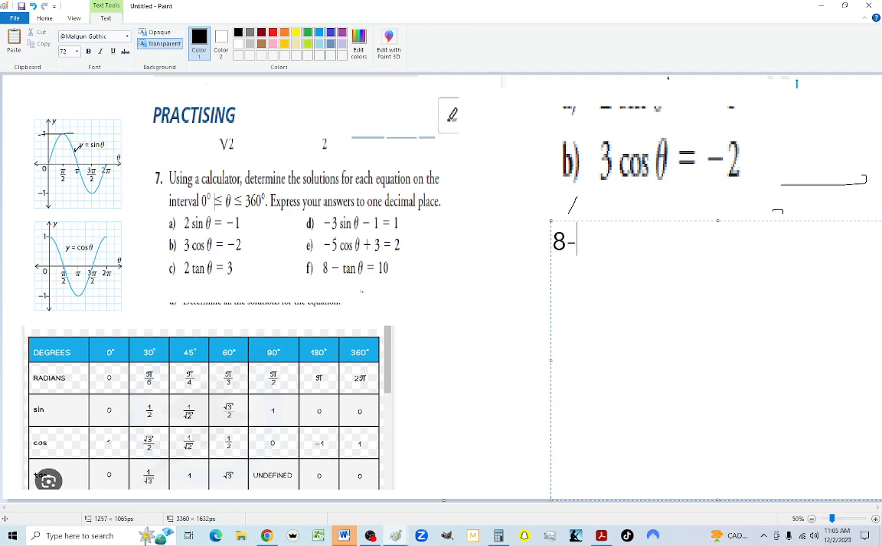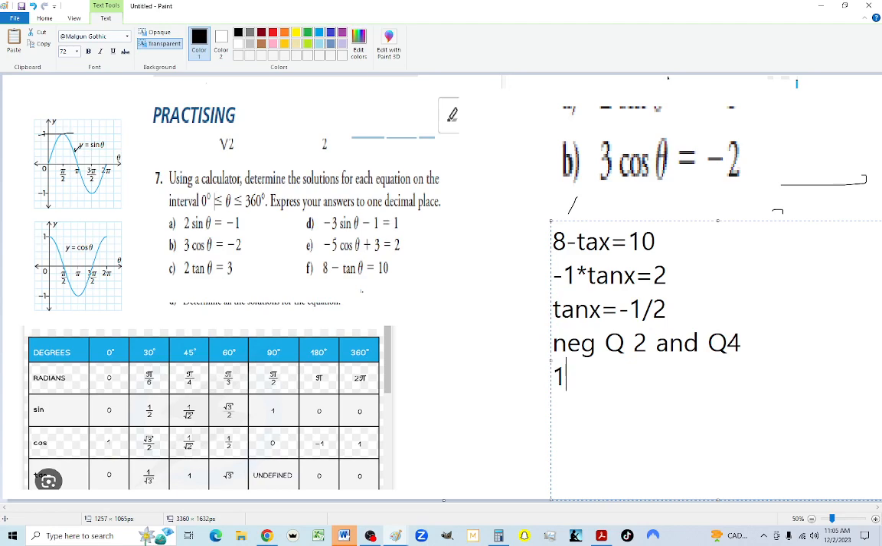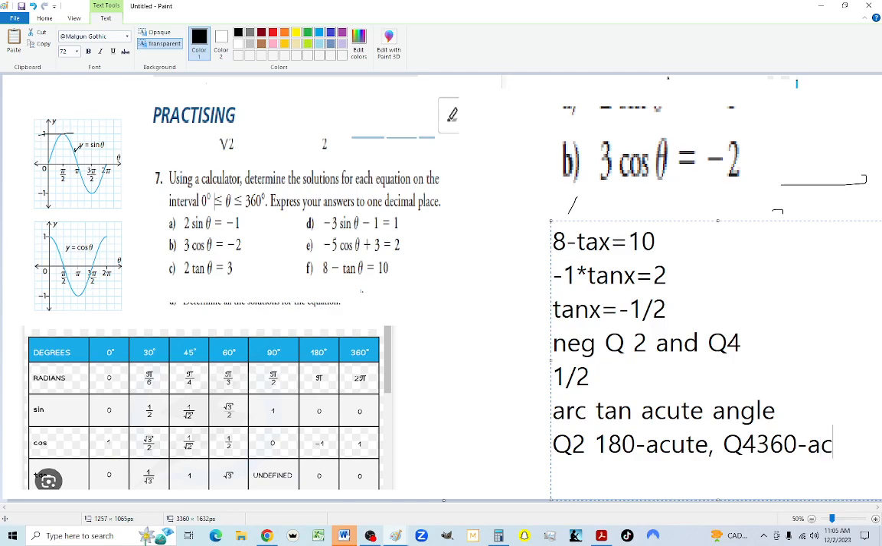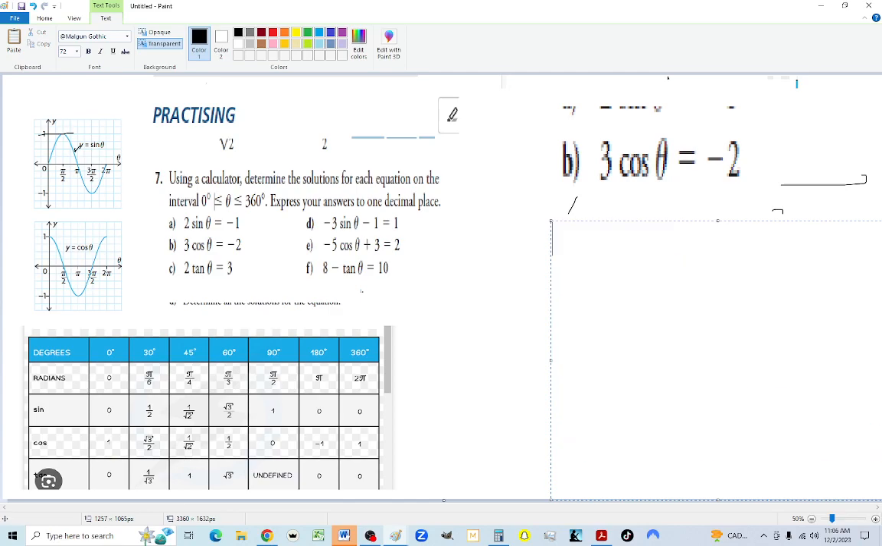And then 8 minus tan x is equal to 10. Subtract 8, you get minus 1 times tan x is equal to 2. Tan x is equal to negative 1 over 2. That does not exist on the acute angle. Notice it's negative, so it's quadrants 2 and 4. Take the half, take arctan, that's the acute angle. And quadrant 2, 180 minus the acute. And quadrant 4, 360 minus the acute. That's how you figure out those.